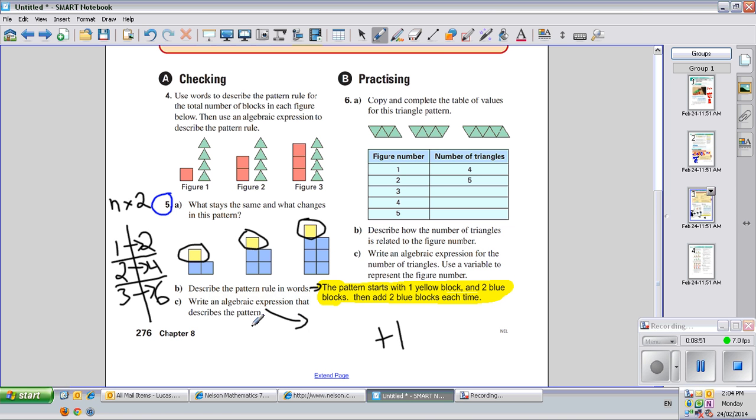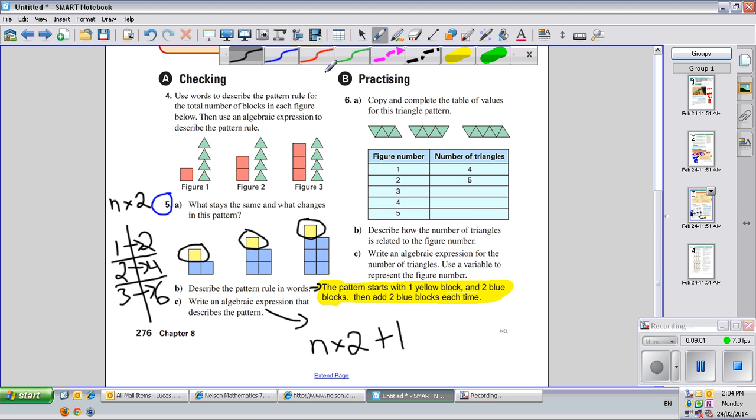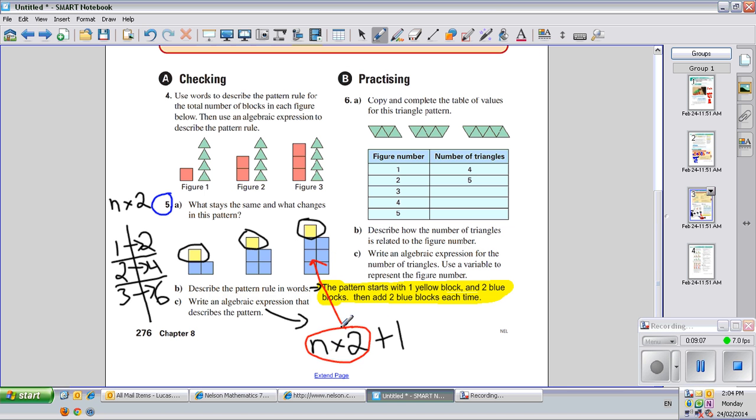So when you are writing your algebraic expression, you can write n times 2 plus 1. N times 2 would stand for the blue blocks, and plus 1 would stand for the yellow blocks.